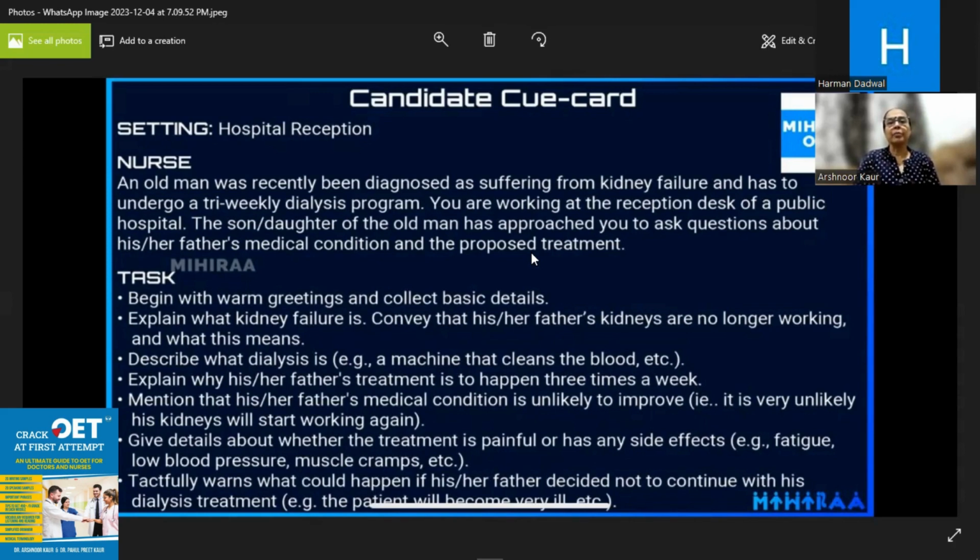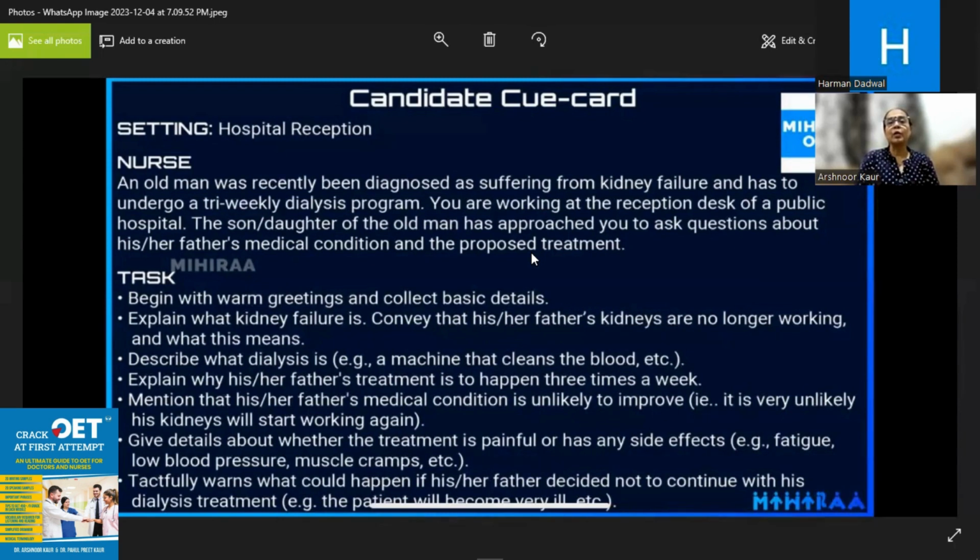Then the second part could be, how may I help you? The patient's son will say that I have come as my father has an appointment for the dialysis today. Then your next statement will be, for the documentation purpose, may I check your father's name and age, please? The patient's son will say, yes, my father's name is Samson, and he is 80 years old. Then you have to say, yes, I have an appointment with Mr. Sam. Then the next part will start.